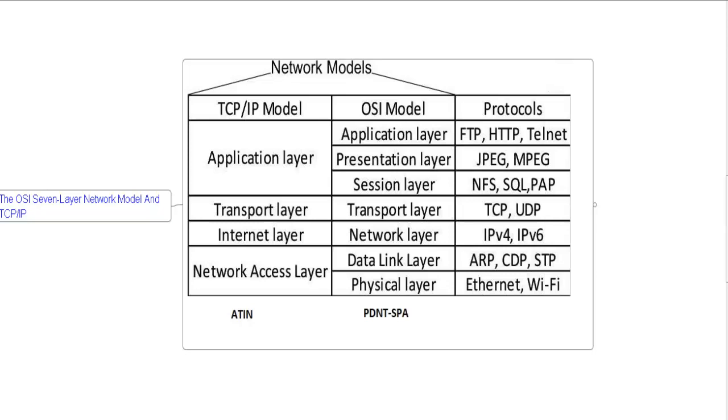To make it easier to memorize this, remember this: PDNTSPA. P stands for physical, D stands for data, N stands for network, T stands for transport, S stands for session, P stands for presentation, and A stands for application. For TCP/IP model, remember ATIN: A for application layer, T for transport, I for internet, and N for network access layer.